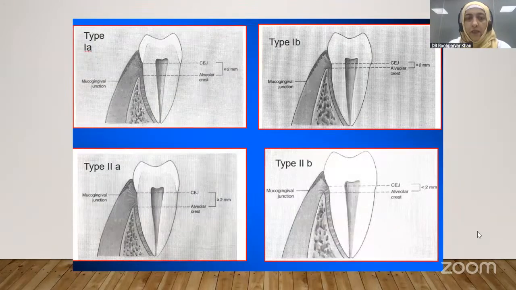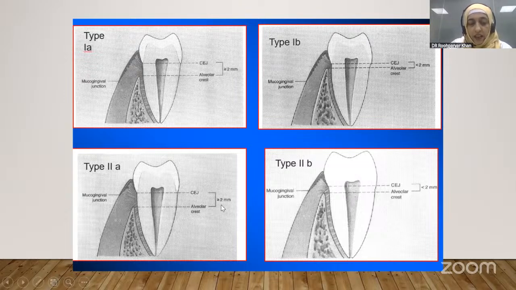So this is the diagrammatic representation. We can see in type 1A, CEJ to alveolar crest is greater than or equal to 2 mm. In type 2A, the CEJ to alveolar crest is greater than or equal to 2 mm and the mucogingival junction is at a distance. In type 2B, there is less distance between CEJ and mucogingival junction. That is, it is less than 2 mm.